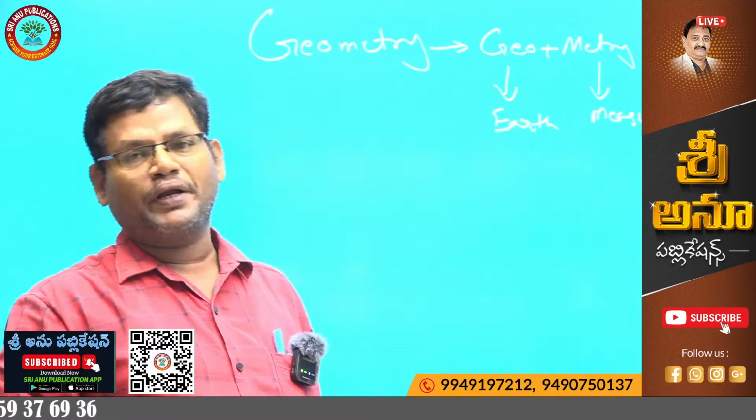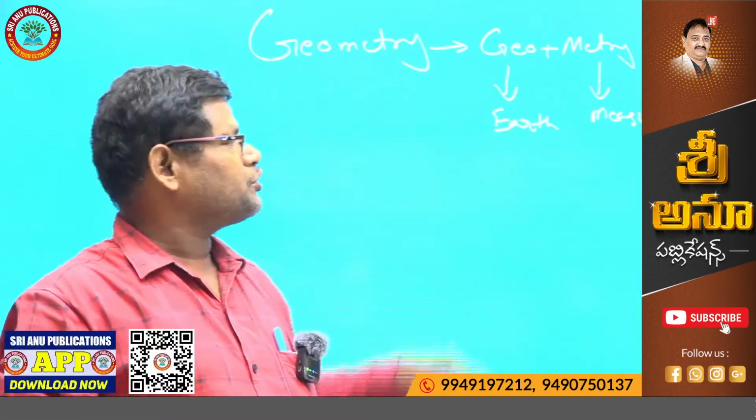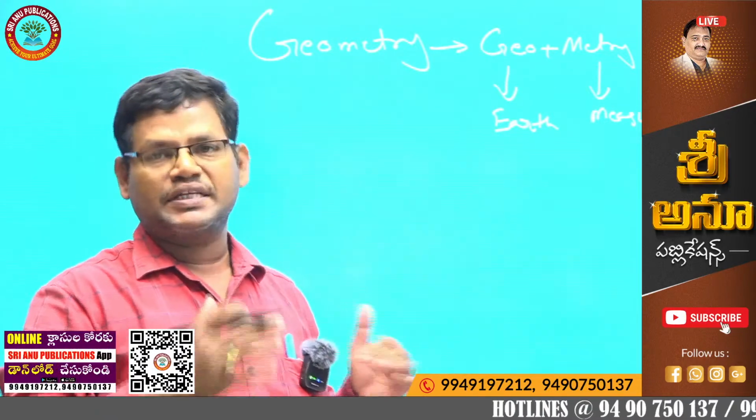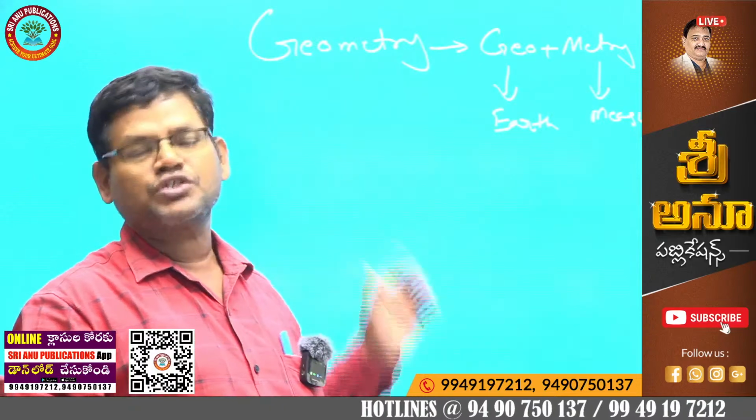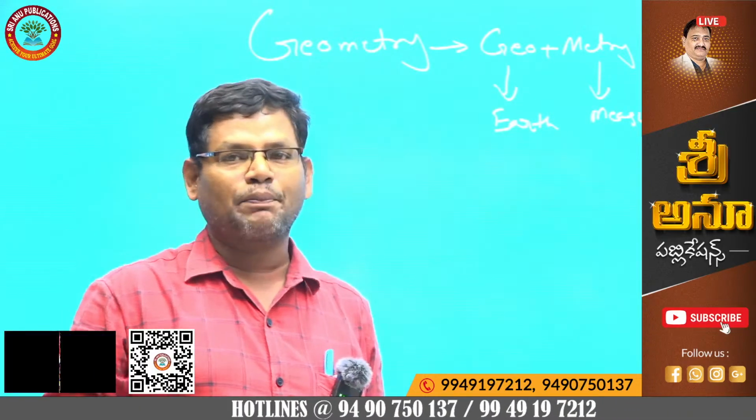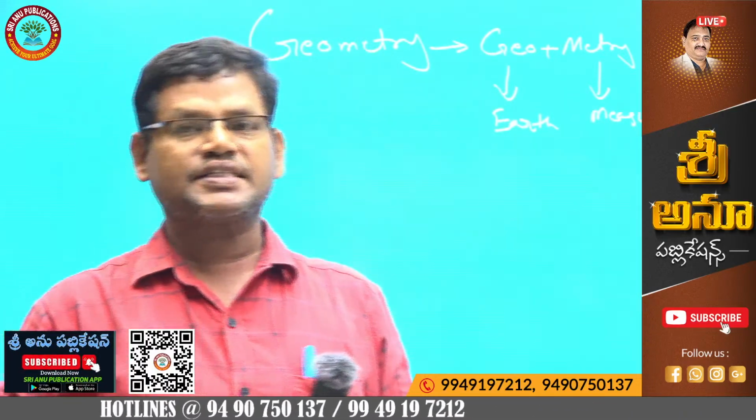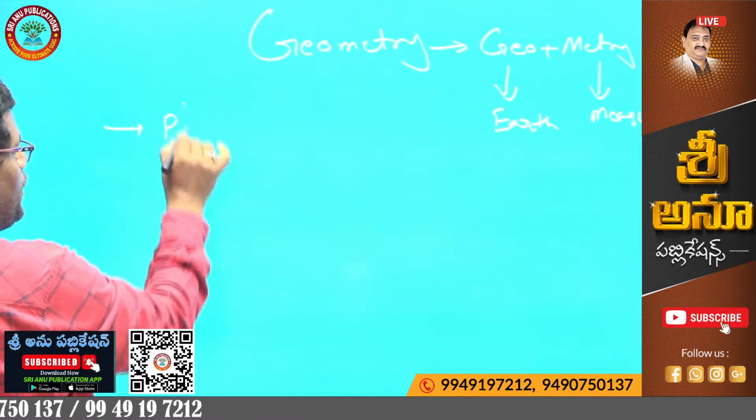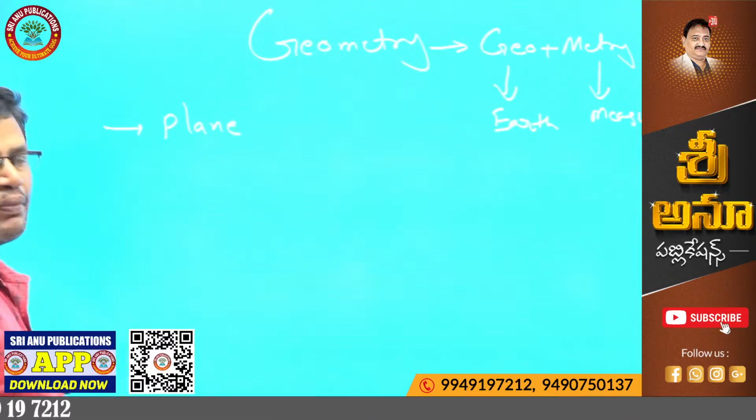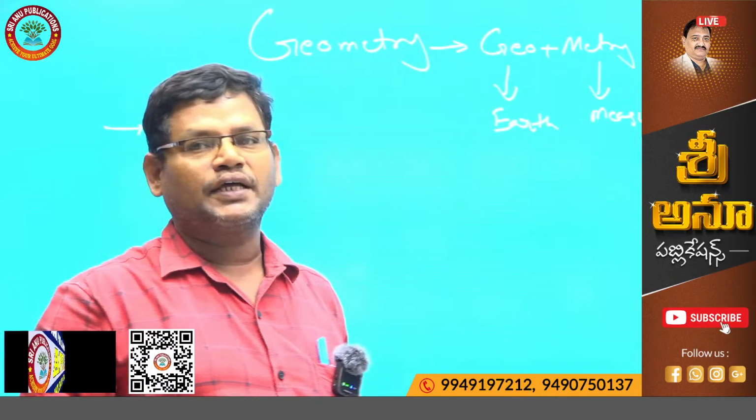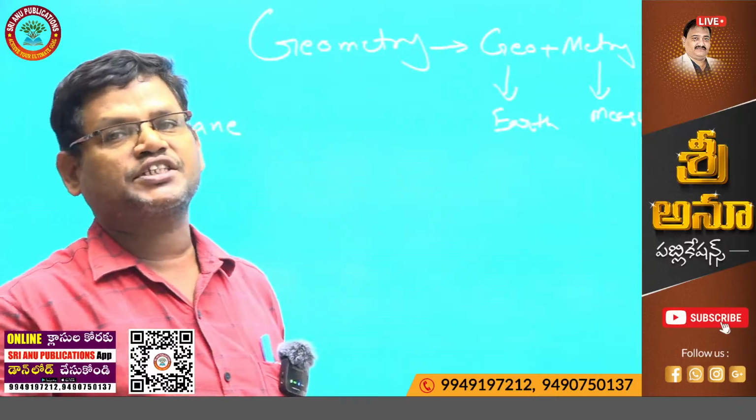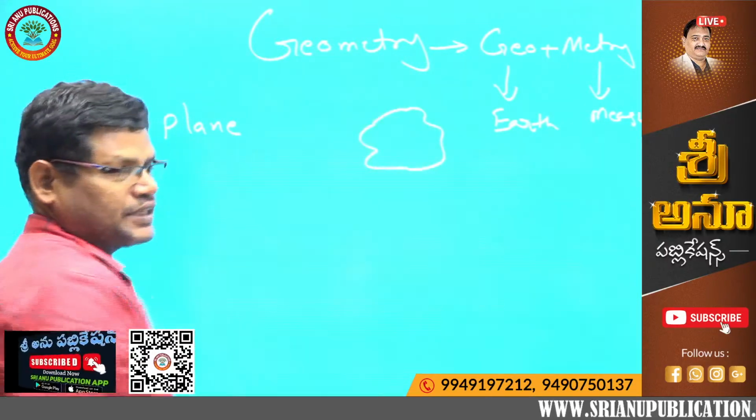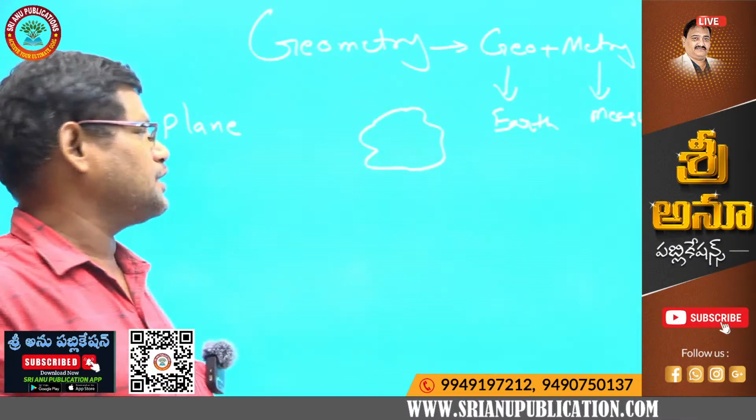Now we'll discuss geometry. Geo means earth and metry means measure. So what things are there on the earth? First of all, going into geometry, we want to discuss the basic things. What are the basic things here? First of all, the plane. What is meant by plane? A plane is nothing but a smooth surface extended in all directions endlessly.